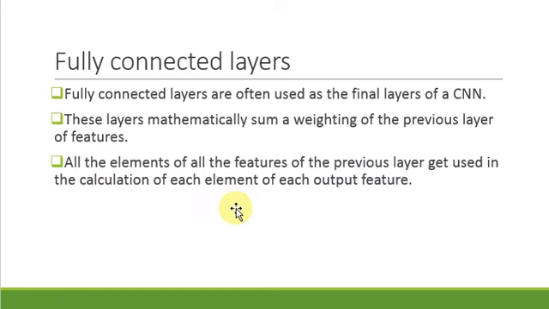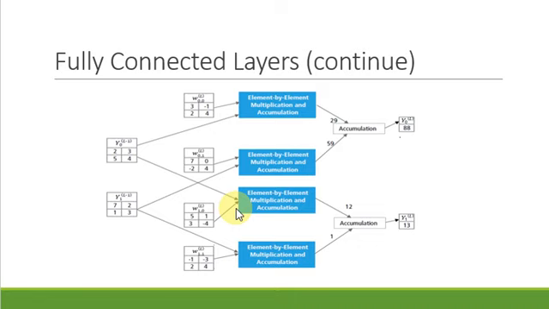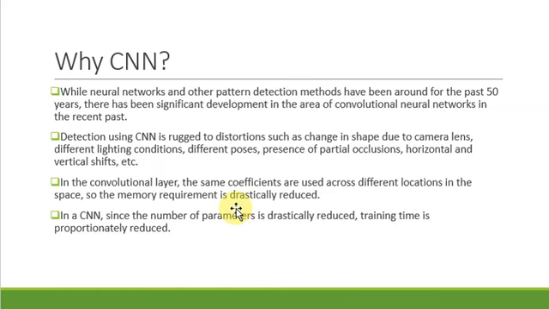And at the end we have the fully connected layer, and fully connected layers are often used as the final layer of a CNN. This layer mathematically sums a weighting of the previous layer of features. All the elements of all features of the previous layer get used in the calculation of each element of each of the output features. Okay, this is the fully connected layer, in which we fully connect the previous layers with some weights to the output. Okay, then why CNN?